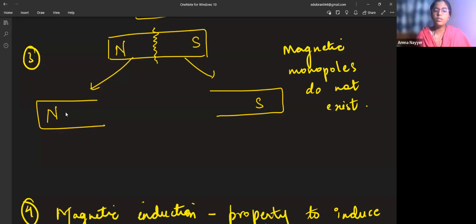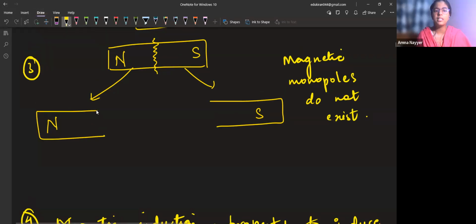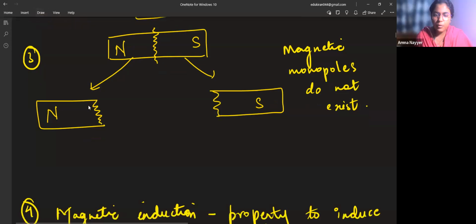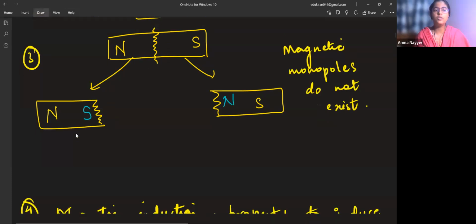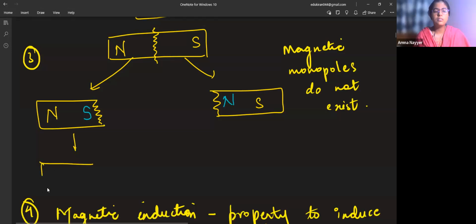So when we have a north pole, what will happen? This is a broken piece. I have broken this magnet in between. The portion that is left, the part from which it has been broken, will develop south polarity automatically. And here north polarity will be developed automatically. So at the end, what you will have is just a decrease in the length.